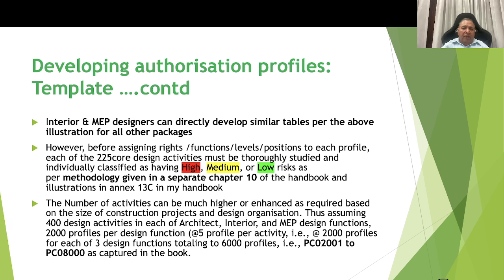The number of activities can be much higher or enhanced as required, based on the size of the construction projects and the design organization. Thus, in my book, I propose 400 design activities per function, that is architect, interior, and MEP, and 2000 profiles have been proposed for each of these functions, making a total of 6000 profiles for the three design functions.